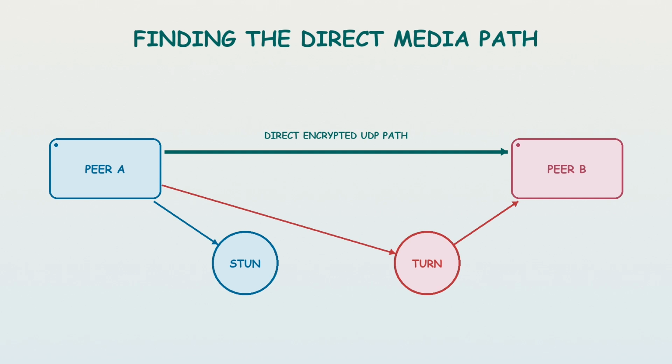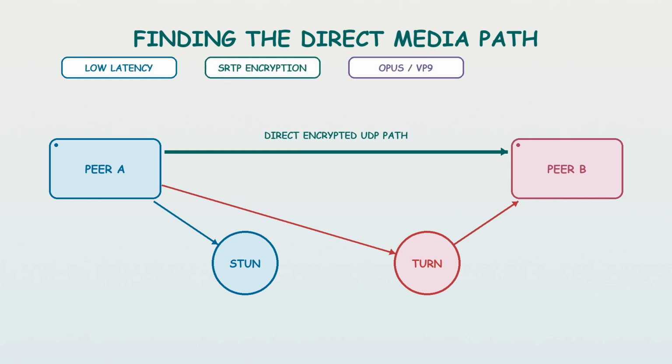This is why saying that WebRTC removes servers is misleading. The media may travel directly between peers, but applications still need signaling, and some calls require a relay. WebRTC's value is that it handles low-latency media, encryption, codec negotiation, and changing network conditions far better than ordinary API requests.